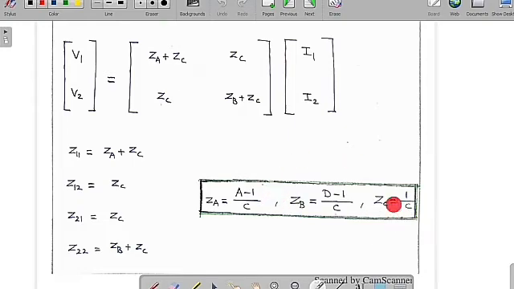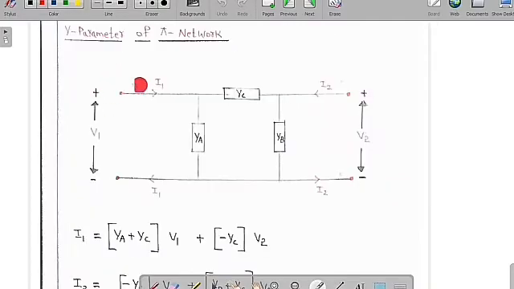So in the question, sometimes they are going to give ABCD parameters and then ask what is the value of Za, Zb and Zc. So Za is equal to A minus 1 by C, Zb is equal to D minus 1 by C, and Zc is equal to 1 by C. Now we are going to find the Y parameter of the pi network.